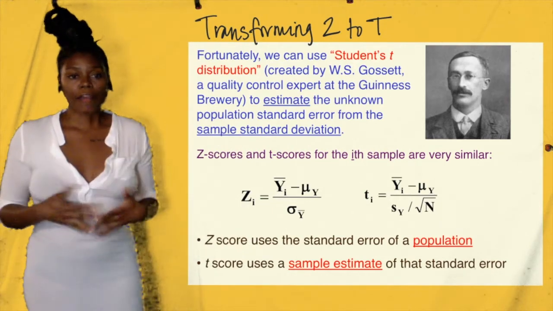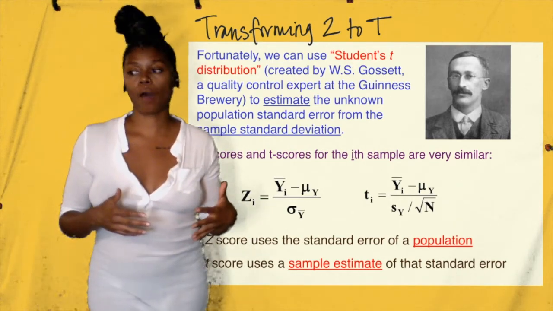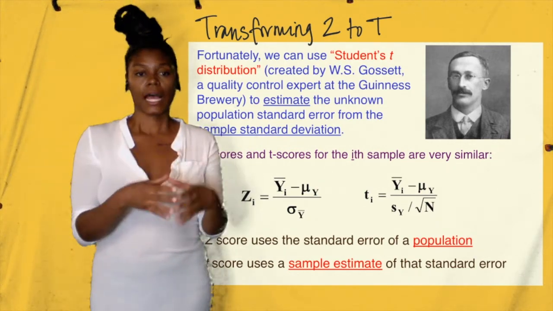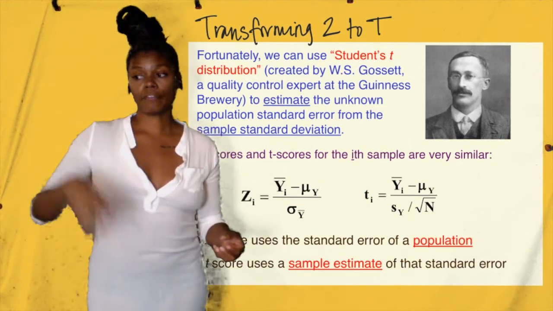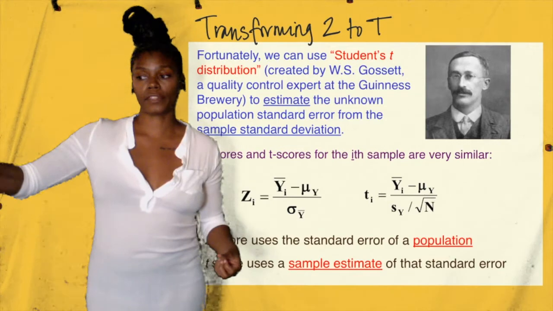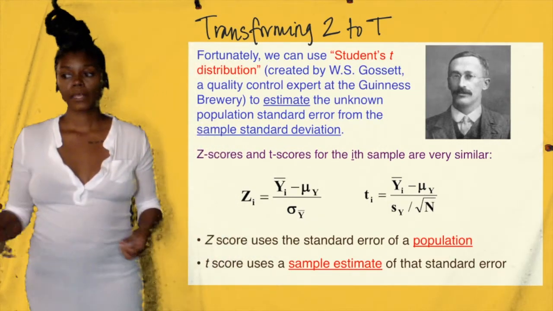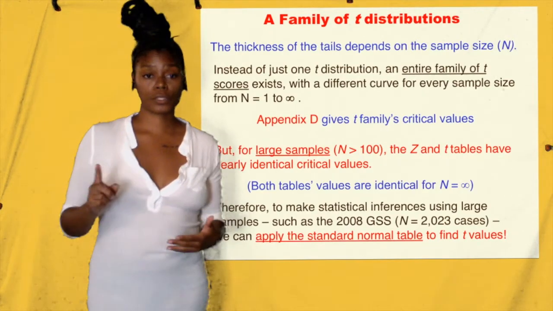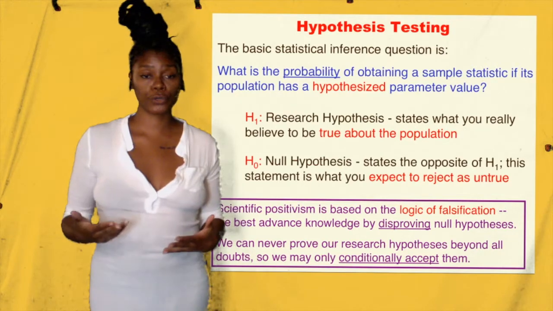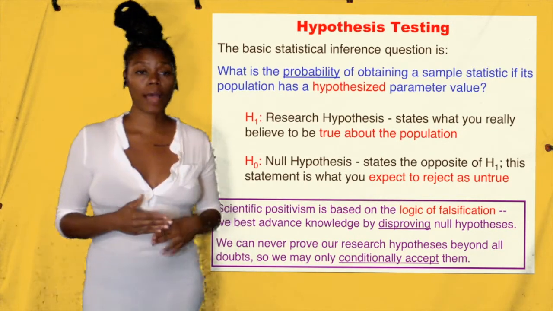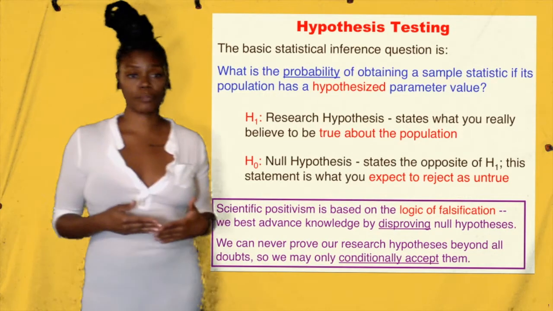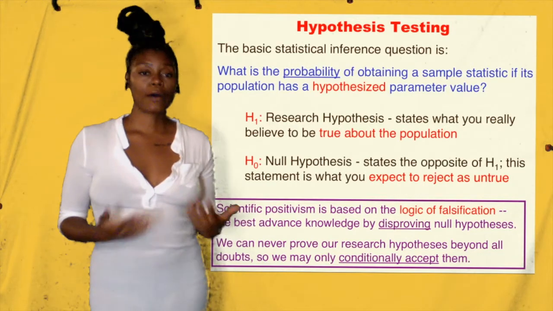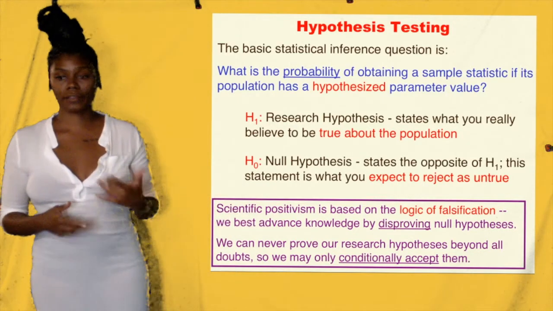Okay. Hypothesis testing, remember I said, is about probability. Specifically the probability of obtaining a particular sample statistic if a population has this hypothesized population parameter. We notate our hypothesis using H sub 1, the research hypothesis, the thing that you believe to be true, and H sub 0, the null hypothesis, the thing that you do not believe to be true and are therefore testing to hope to reject.